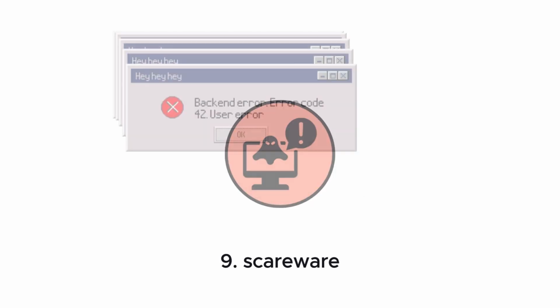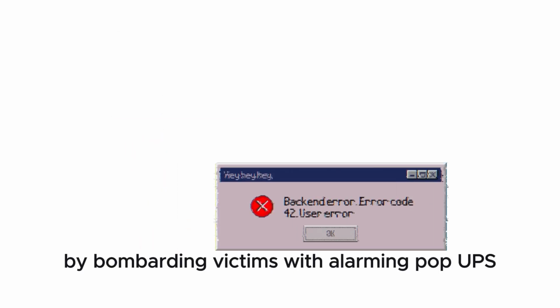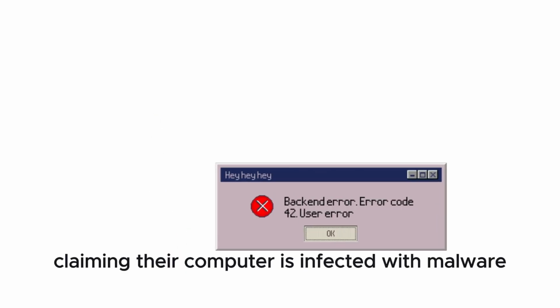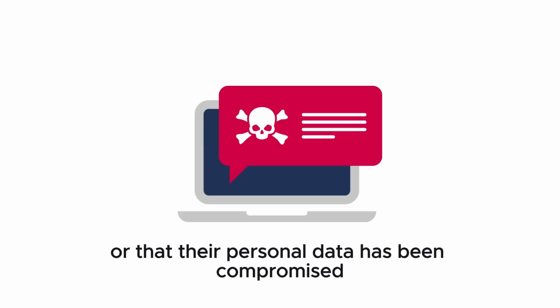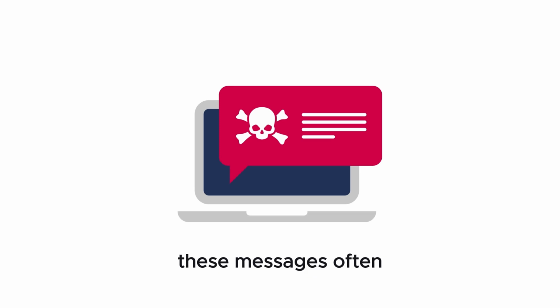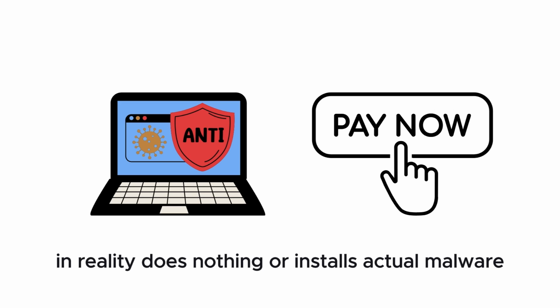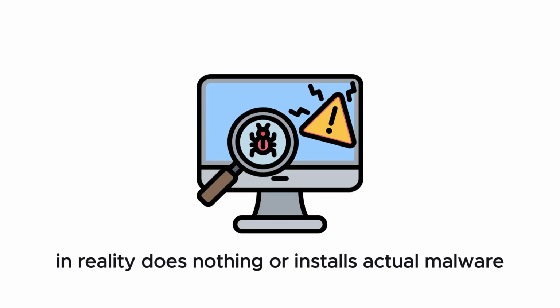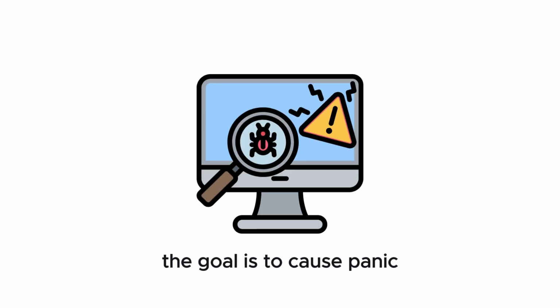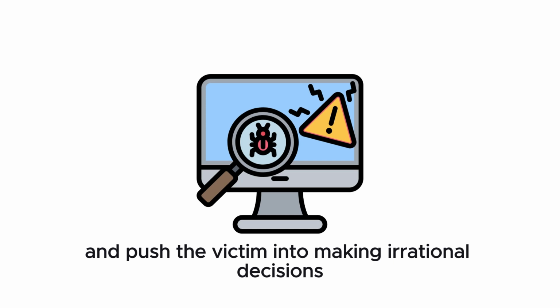9. Scareware. Scareware preys on fear by bombarding victims with alarming pop-ups or messages claiming their computer is infected with malware or that their personal data has been compromised. These messages often prompt the victim to download a solution or pay for software that, in reality, does nothing or installs actual malware. The goal is to cause panic and push the victim into making irrational decisions.